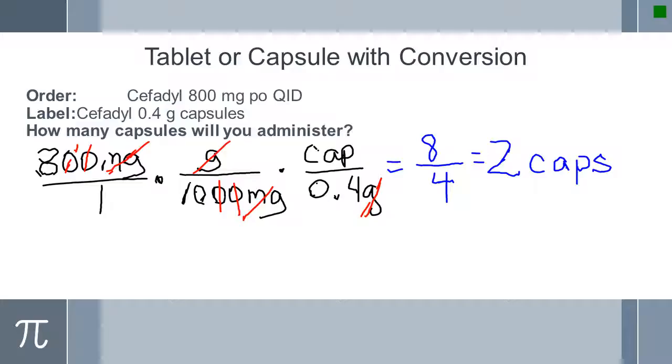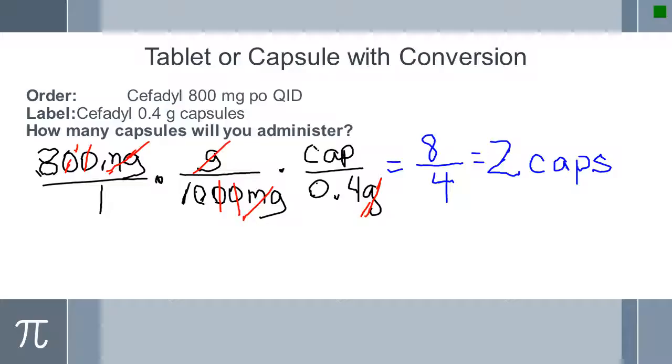So then my next one is going to be what my label is, which is 0.4 grams per capsule. I know from looking at my labels that I want my grams on bottom. So I'm going to put my capsule on top, my 0.4 grams on bottom. Then I'm going to double check by canceling out my labels, my milligrams, my grams, and that way I know that everything is in the right spot. I don't have anything turned upside down.